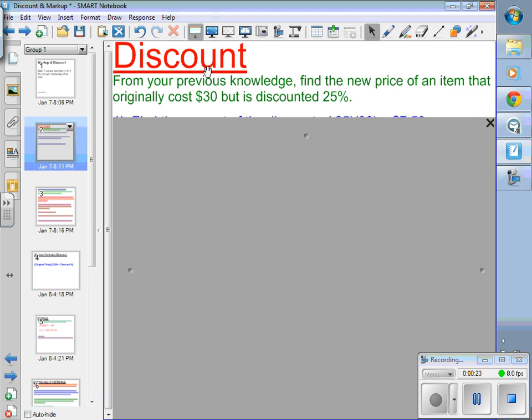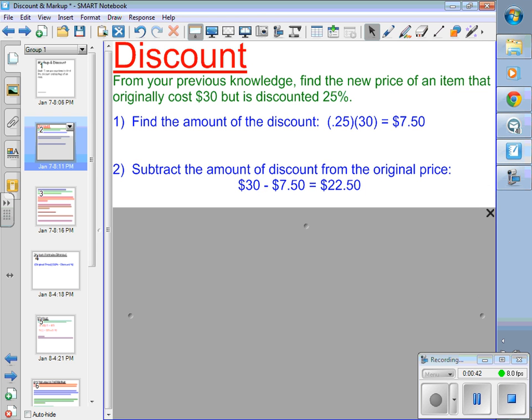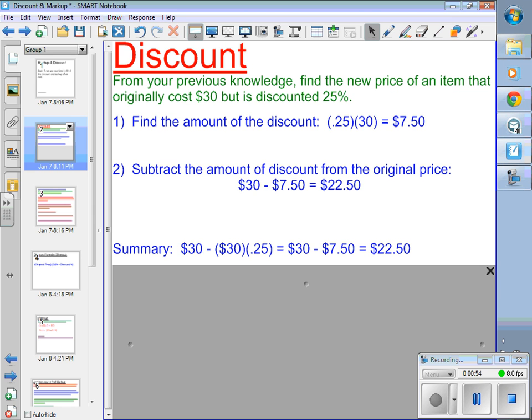Discount. From your previous knowledge, you can find the new price of an item. The original cost was $30, but it's discounted 25%. You find the amount of the discount by finding 25% of 30, which is $7.50. You subtract the amount of the discount from the original price. 30 minus the $7.50 is $22.50. So, in summary, 30 minus 30 times 25% equals 30 minus 7.50, which is 22.50.